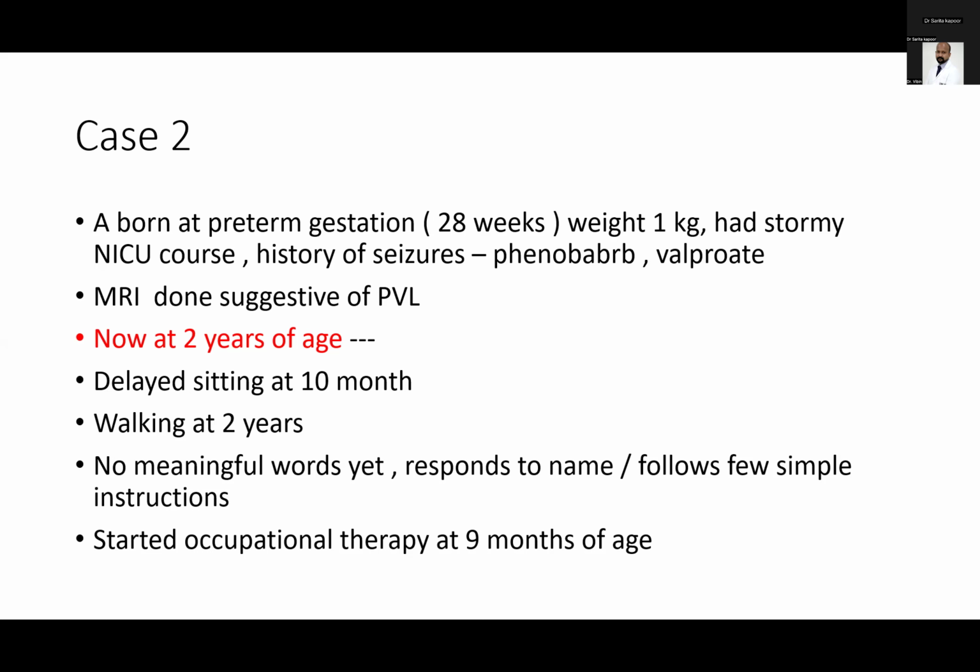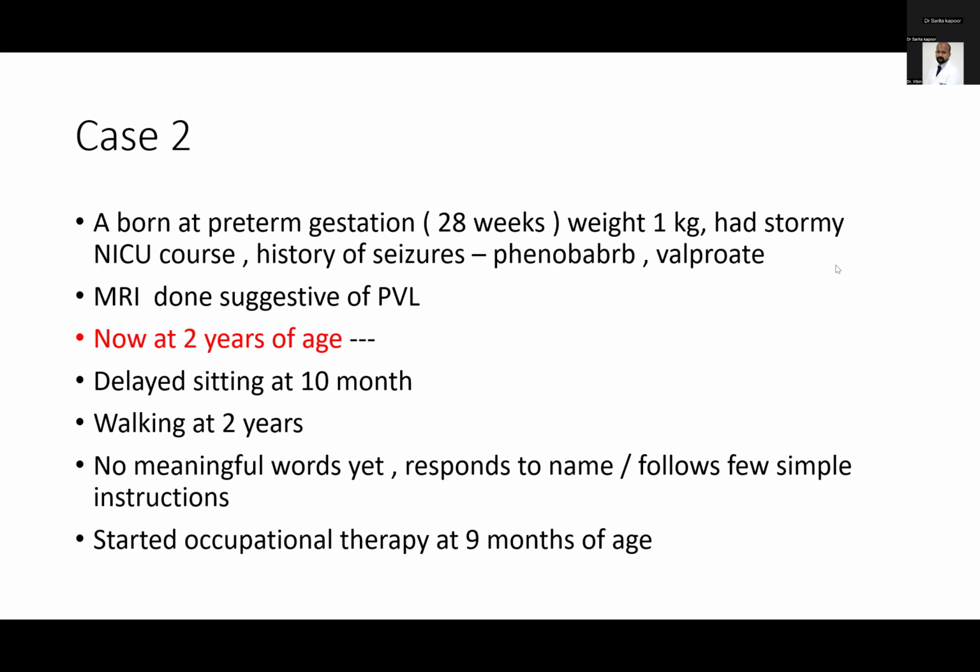The child still doesn't have any meaningful vocabulary or words, though the child responds to name and follows a few simple instructions. The parents, on the advice of the pediatrician, had started occupational therapy at 9 months of age.